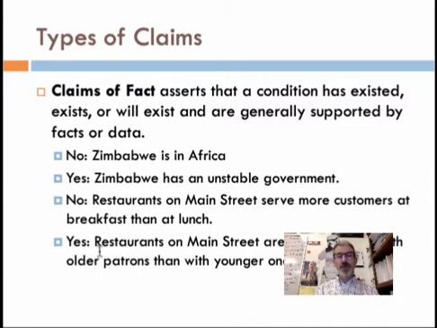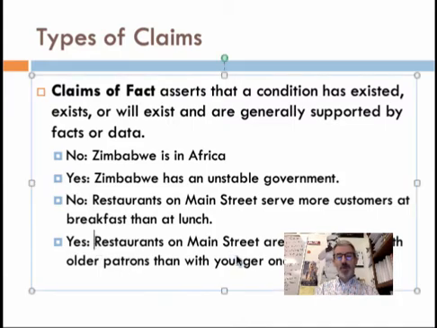But this next one right here, restaurants on Main Street are more popular with older patrons than with younger ones. This is one that could be a claim of fact, and you'll see that many claims of fact rely on our definition of certain words. So in this case, we would need to define what you mean by popular. That's what this whole argument hinges on. You probably would also need to define what you mean by older and younger, so we could clearly understand where this is coming from. Okay, so there we have a claim of fact.